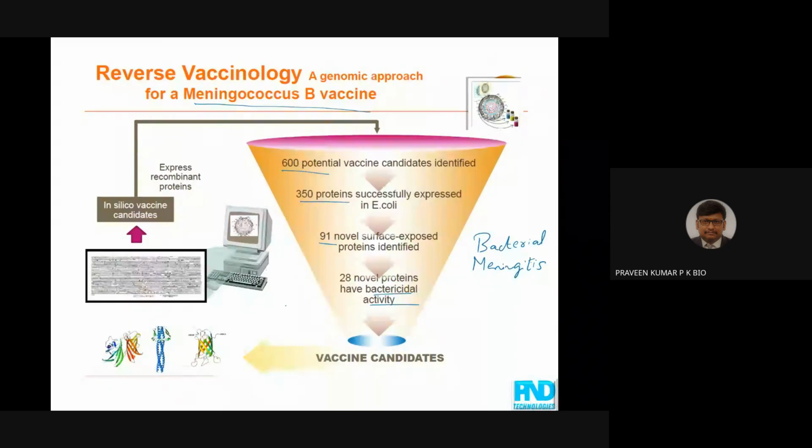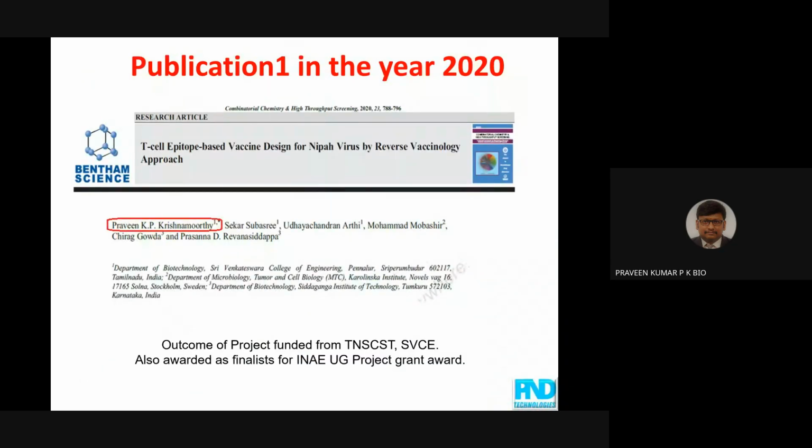Whatever epitopes are discovered, we link multiple epitopes to form a multitope, which is used to treat this meningitis infection at present. For meningitis, this is the best vaccine, that is, a multitope based vaccine. Multitope means multiple peptides connected to each other. So this is actually a question I asked in GATE: what is the first vaccine discovered from reverse vaccinology?